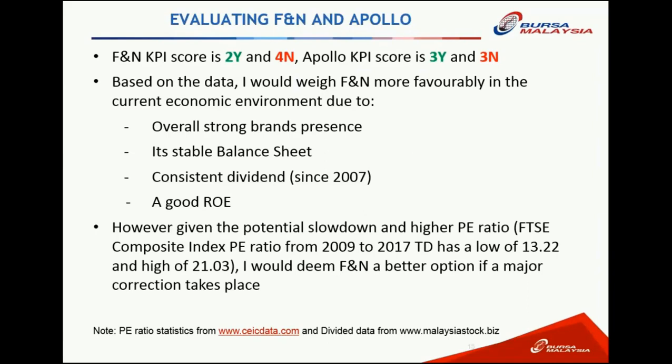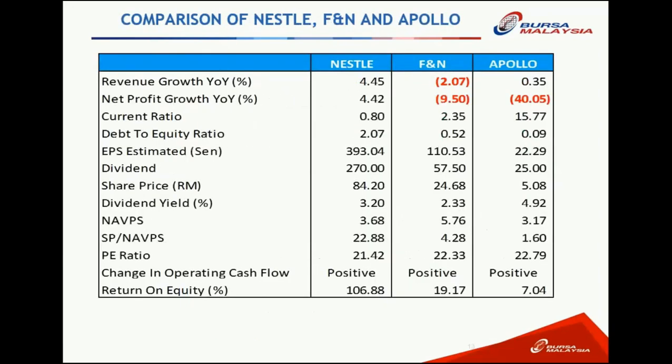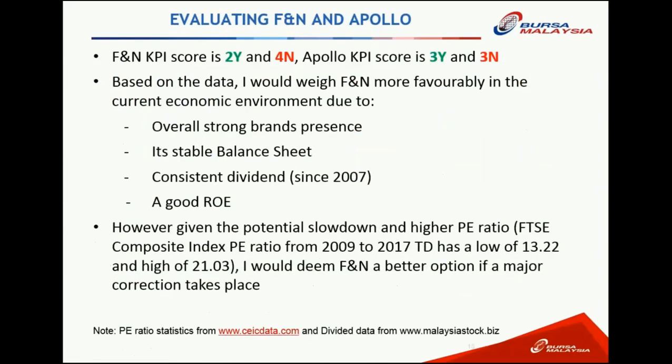Now this you can compare with other peers within the same industry, but given the potential slowdown and higher PE ratio, why I say that the PE ratio right now, the valuation on these three consumer stocks is very high, because the FTSE Composite Index PE ratio from 2009 to 2017 fluctuates from a low of 13.22 to a high of 21.03. And if you look at it, all three are actually on the high side, above the band of the composite index PE ratio from 2009 to 2017. So they are now on a higher valuation.